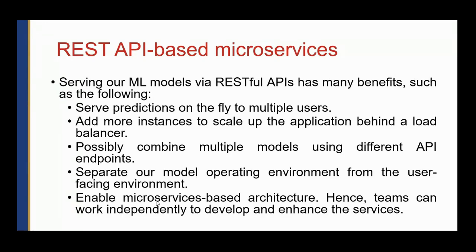And the REST API-based microservices provide some services also. Machine learning model serving through REST APIs provides some benefits. We can serve the predictions on the fly to multiple users, and based on the multiple users, we can scale the application by adding more instances. Even we can combine multiple models using different API endpoints. REST APIs also separate the model service environment from the user-facing environment, improving security and scalability.